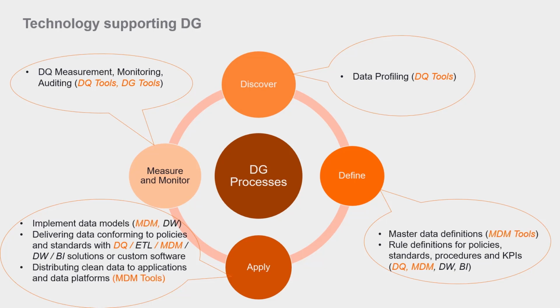You use MDM technology to define models to reconcile application silos storing master data. Then the rules to map your sources to your master model and rules to cleanse and deduplicate master data. You then implement those data models, and once they are implemented, you distribute clean data to applications and data platforms.